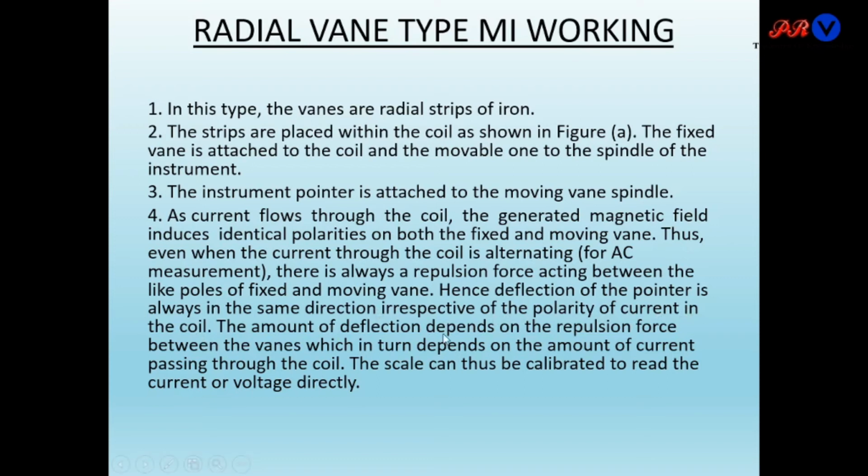The amount of deflection depends on the repulsion force between the vanes, which in turn depends upon the amount of current passing through the coil. The scale can thus be calibrated to read the current or voltage directly. So in this way we can measure the current or voltage, AC current or voltage, from the radial vane type.